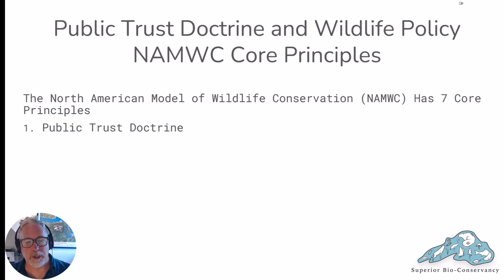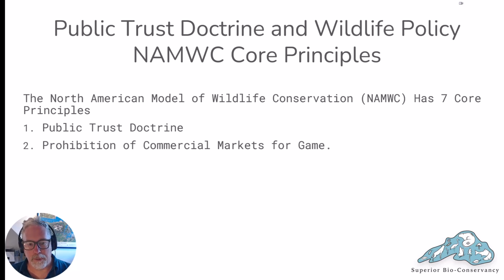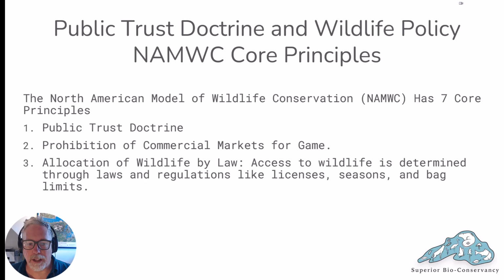The first being the public trust doctrine. The second is prohibition of commercial markets for game, preventing unsustainable harvesting for profit. The third, allocation of wildlife law, which basically says access to wildlife is determined through laws and regulations such as licenses, seasons, and bag limits.